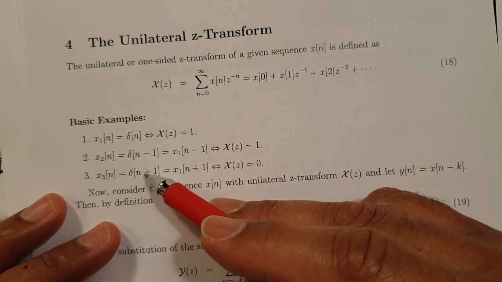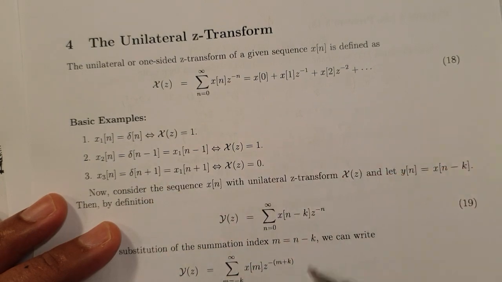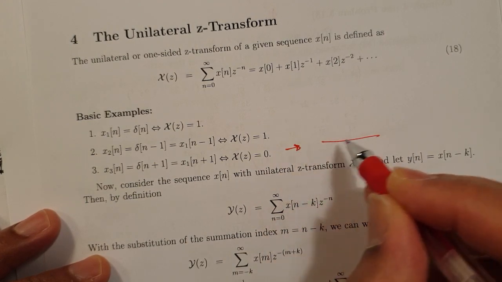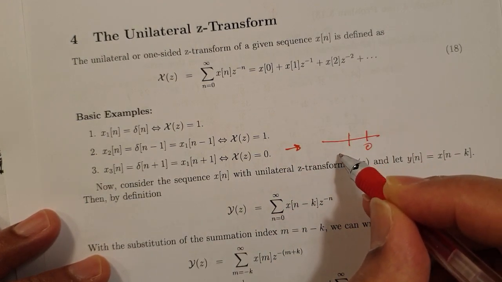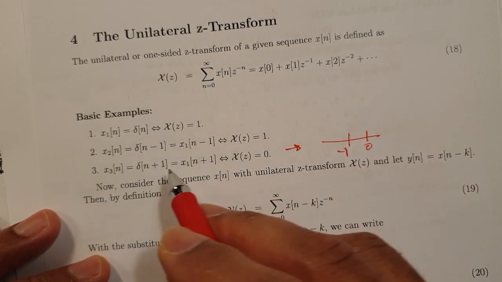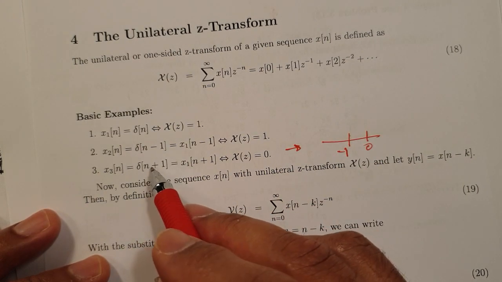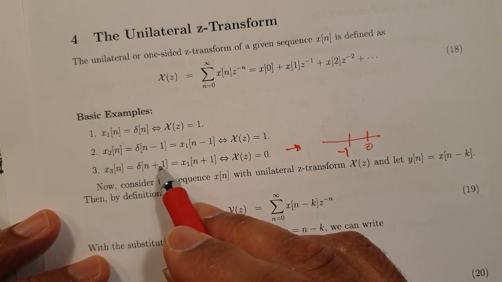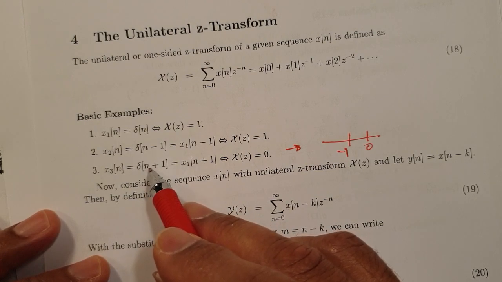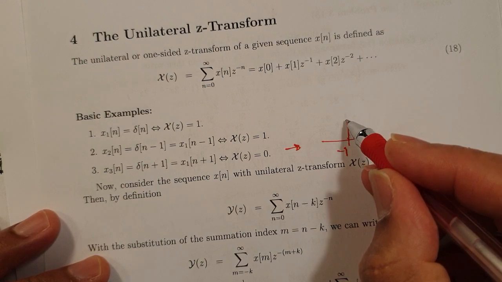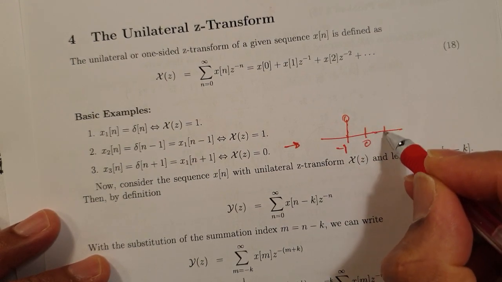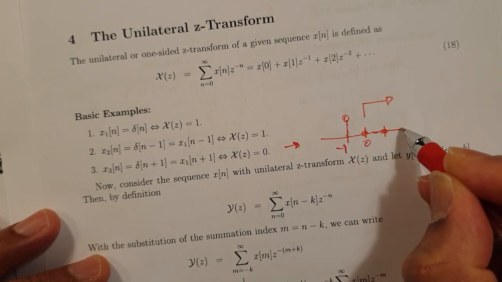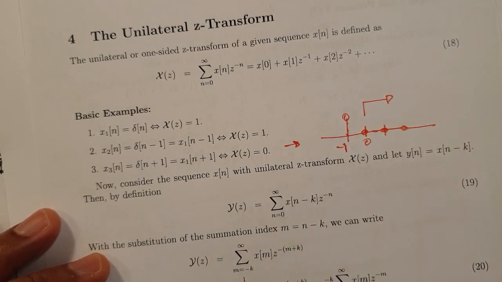But if I advance it in time, so I put the sample now at minus 1, this is what you see here. This delta will be 1 if the argument n plus 1 is equal to 0, so n must be minus 1 here. So I put the sample here, which is 1. If I calculate the unilateral z transform starting from here, then it will be 0 because all the other samples to this side are 0. So, interesting.